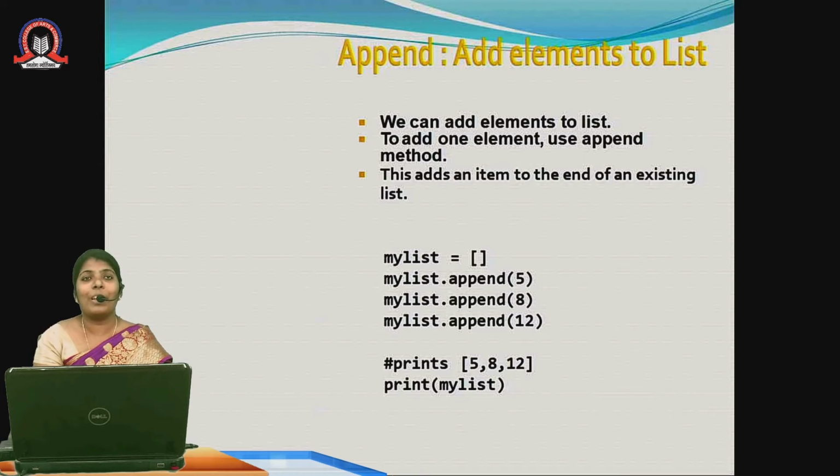So what is happening? First I have created an empty list. In that I have added 5, then 8, then 12. So for adding an element, you want to use append. That is my list dot append of 5, my list dot append of 8, my list dot append of 12. All these three elements have been added to the list. So you can print my list. If you are printing, what will happen? It will print 5, 8, 12.